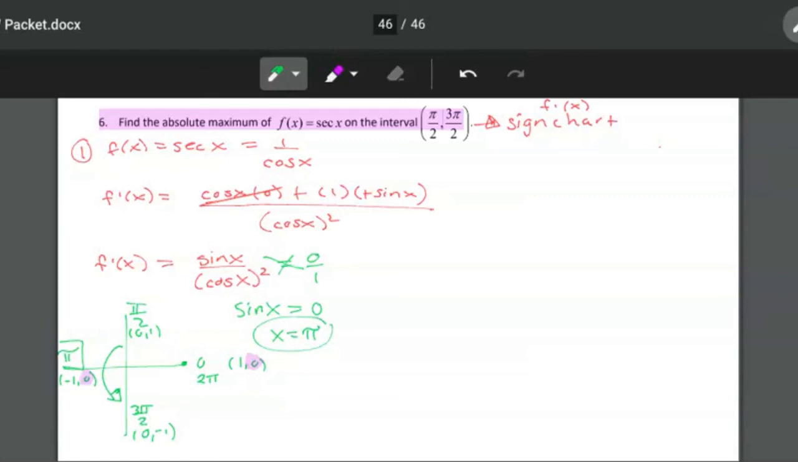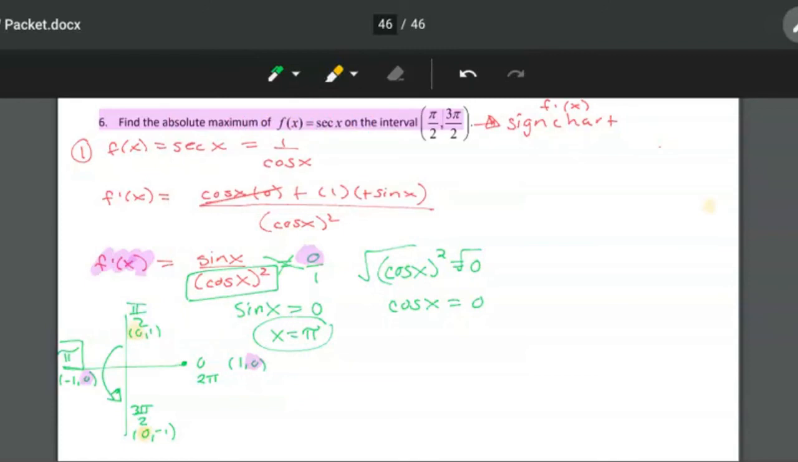All right, but remember, critical points are where your derivative equals 0, but it's also where your derivative is undefined. So we need to double check that. Your derivative is undefined where your denominator equals 0. So we could take that denominator and also set that equal to 0. So to get rid of the square, you could square root both sides. You get cosine equals 0. And now think about, where is cosine 0? Cosine is your x. Where is your x value 0?